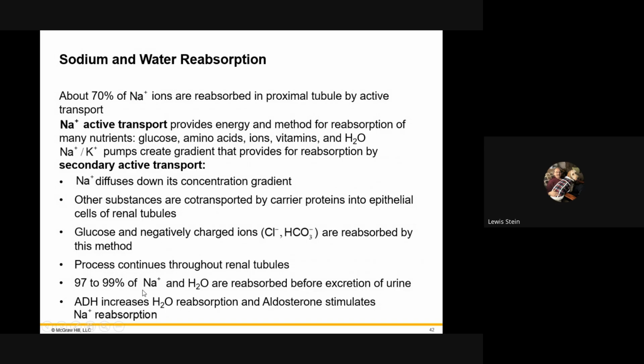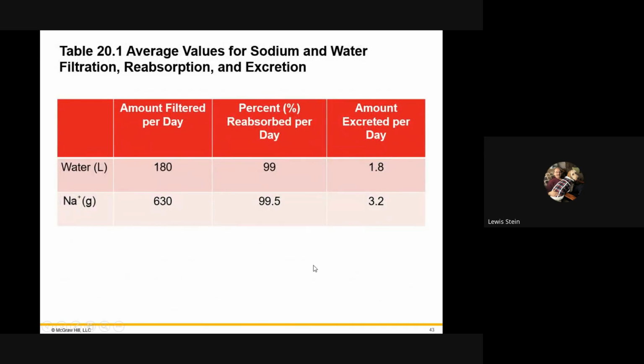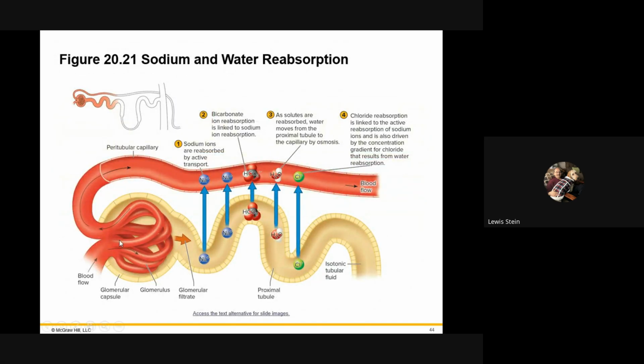97 to 99% of sodium and water are reabsorbed before we get anywhere near the urine. And so these are all parts of it. They give you some ideas of, for instance, how much water, 99% reabsorbed, and how much sodium in grams. It's a lot of sodium. That's more than a pound, easily the better part of 2 pounds of sodium. 99.5% reabsorbed. So you can see the amount we excrete. Is that the major constituent of urine? For sure. They give you some diagrammatic stuff about this that you don't have to go crazy with.